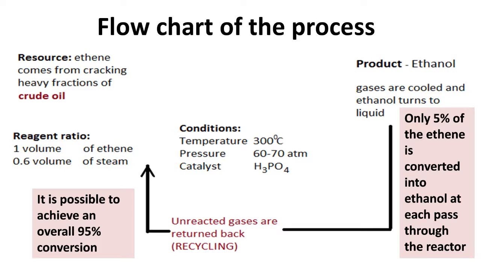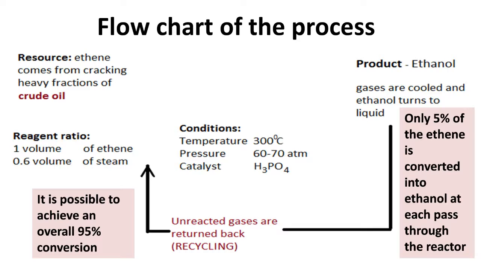According to experimental investigation, the following conditions were established. The ratio of ethene to steam, gaseous water, could be 1 volume to 0.6. This process requires high temperature and pressure. That makes this way more expensive. The catalyst of the reaction is phosphoric acid.